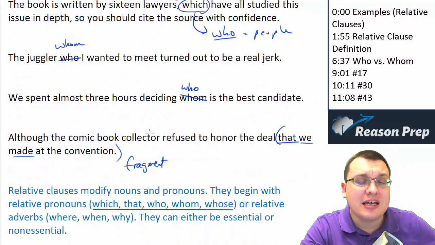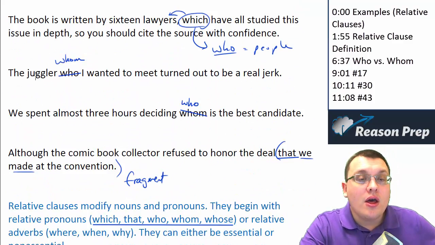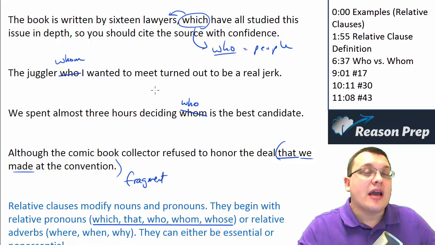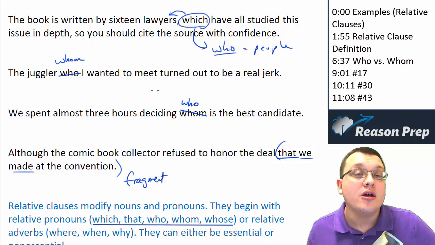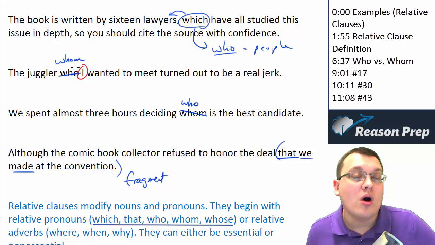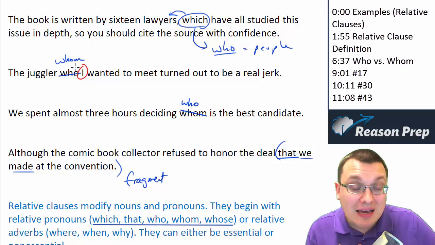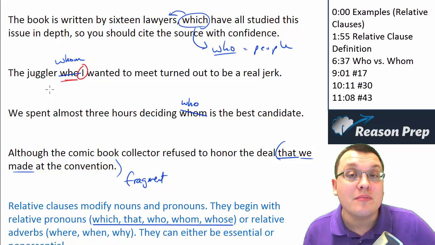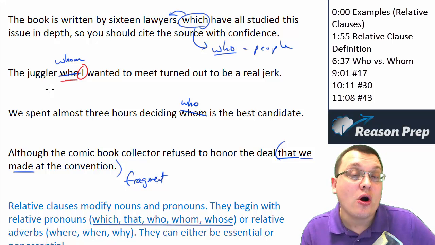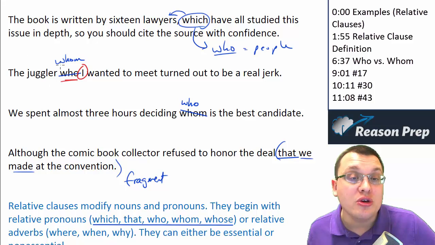So let's go to our examples above. The juggler who I wanted to meet. Okay, so "who" is referring to the juggler. Is the juggler doing the meeting? No, I am the one who wants to do the meeting. I am the subject. The juggler is the target, the object of my meeting. It's the person I want to meet. Therefore, they are the object, and therefore we use whom.